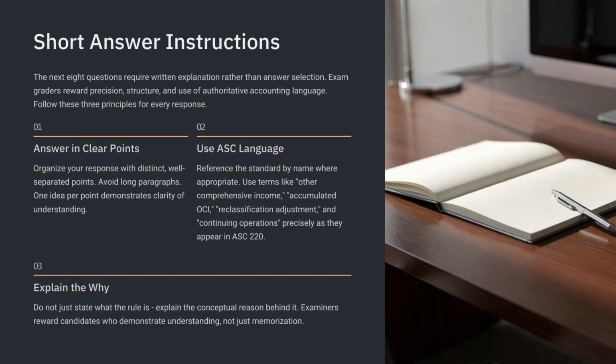Now we move into short answer practice. These questions build written explanation skill. In exams and professional work, it is not enough to know the correct rule. You must explain it clearly. Use structured points, proper ASC language, and the reason behind the rule. Write your response in clear, separate ideas before comparing it with the model answer. Strong written answers are usually not long speeches. They are precise, organized, and easy for the reader to grade.